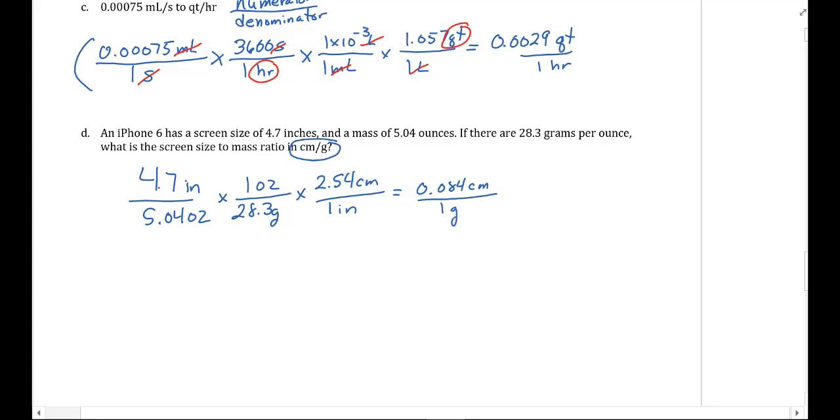We can check the units just like before. Inches reduces to 1 and cancels out. Ounces reduce to 1 and cancel out, and the units left over are centimeters and grams, just like we've calculated.